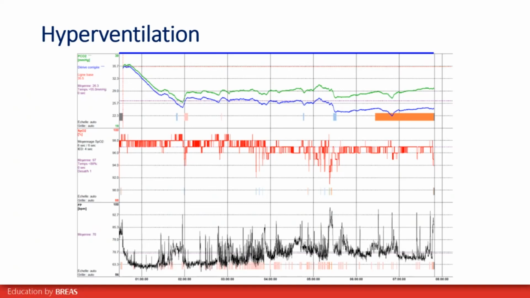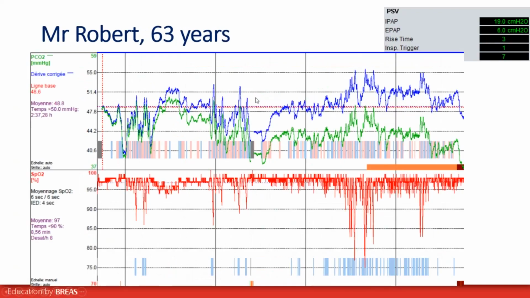This was not the case in Mr. Robert. We performed the transcutaneous capnography and we didn't find hyperventilation. The patient remains slightly hypercapnic during the night, so we decided to increase EPAP.